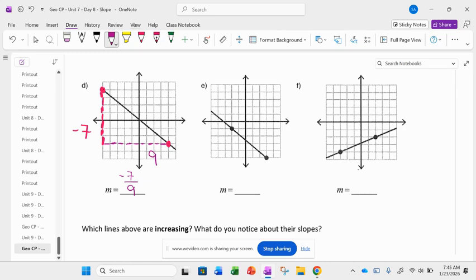All right, letter E. Again, I'm working from this point to this point. So this time I'm going down 1, 2, 3, 4. Since we're moving down 4, that's a negative 4. And then we're moving to the right 1, 2, 3, 4, 5. That's a positive 5. So this slope is negative 4 over 5.